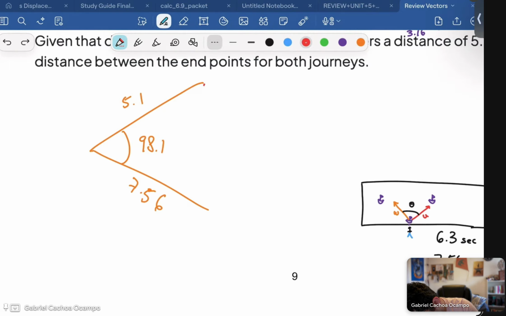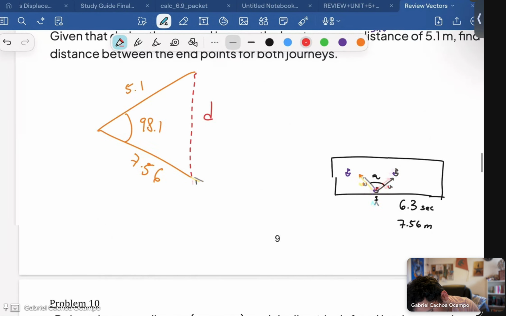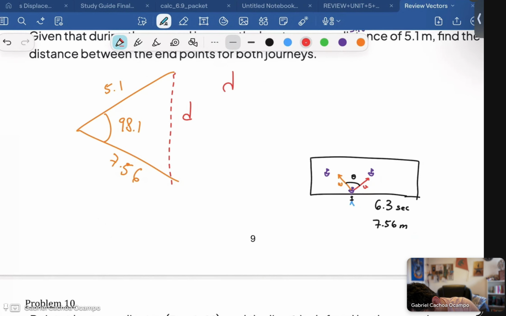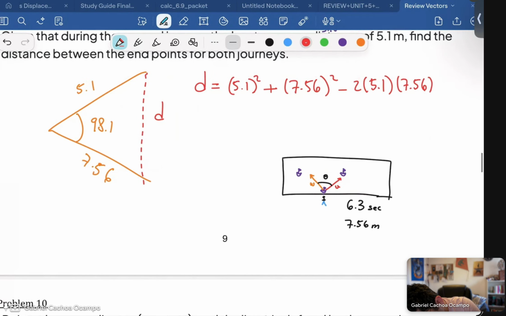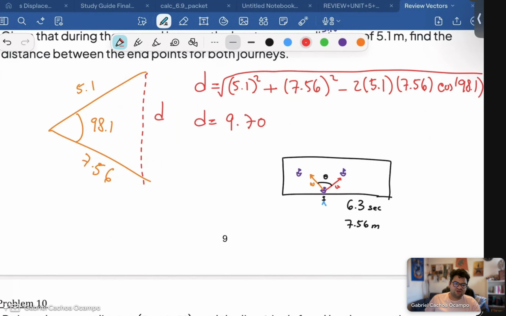So if you have side angle side, you need to use one of the rules, and I think this is calling for the cosine rule. So v is equal to 5.1 squared plus 7.56 squared minus 2 times 5.1 times 7.56 times the cosine of 98.1. And because I want v and not v squared, this is the square root. You need to learn how to put this into the calculator, and the answer, rounded to 3 significant figures, should be 9.70. Cool.